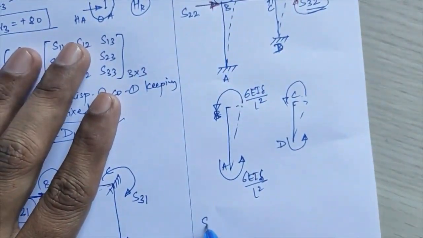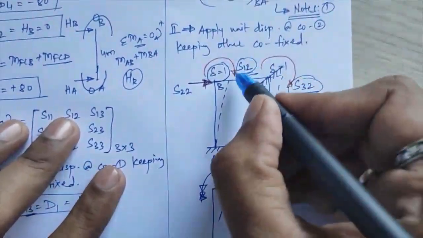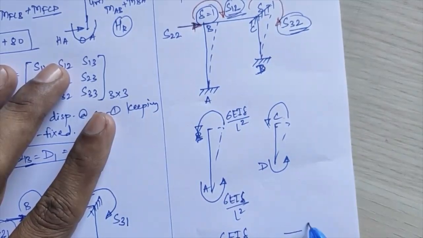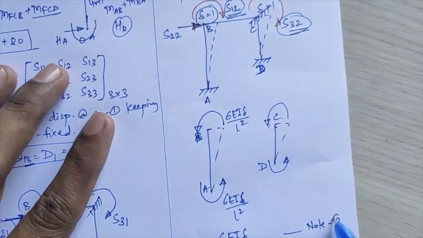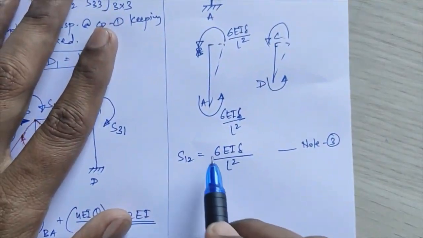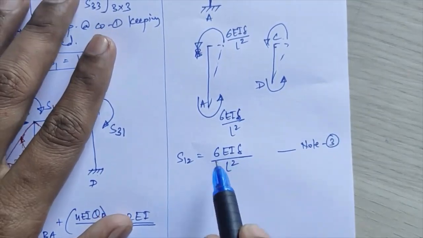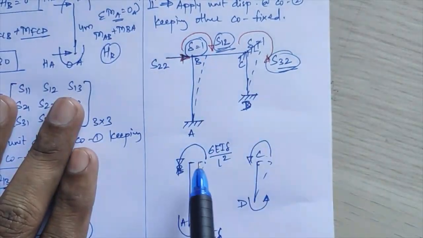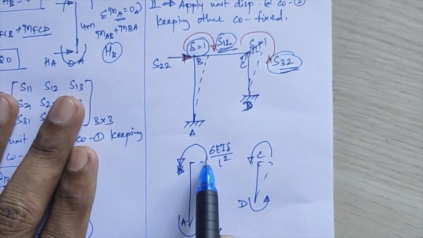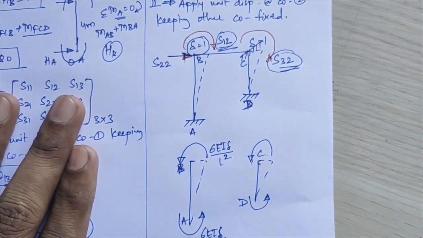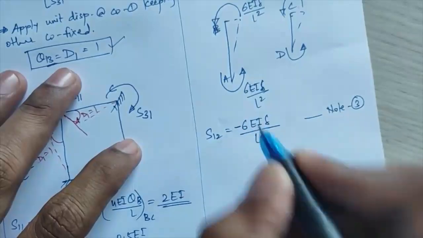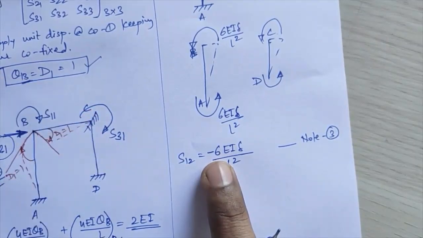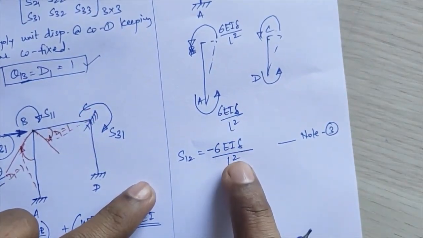Okay, so first value S of 1 2 will come equal to 6 EI delta upon L square as per your note number 3 here. That comes equal to 6 EI delta upon L square. Now we'll see about its sign. We are assuming S of 1 2 in the clockwise direction, but this translation rotation, when your frame sways towards the right, will be in the anti-clockwise direction, right? So opposite directions are here, so it will come negative. So I am getting minus 6 EI delta upon L square.